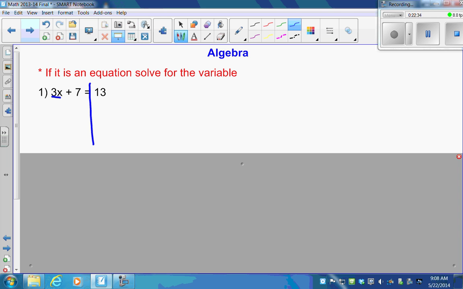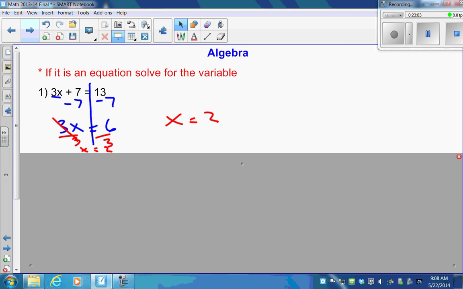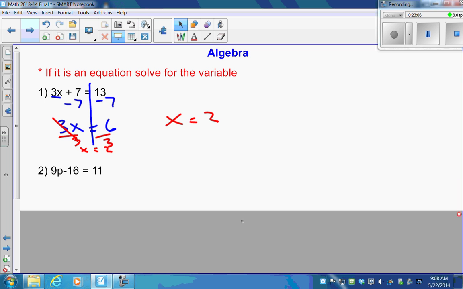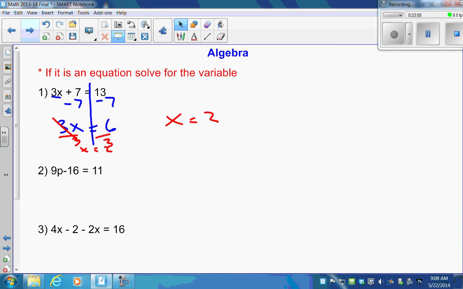I got to get rid of that. To get rid of it, you do the inverse or the opposite. The opposite of plus 7 is minus 7. Minus 7. 13 minus 7 is 6. 3x equals 6. I have to do the opposite of, if there's no sign, they're multiplying. The opposite of multiply is divide. Divide by 3. Divide by 3. That crosses that out. X equals 2. Stay organized just like that. Remember, do the inverse to get it by itself. Please pause the recording and do 2 and 3 now.